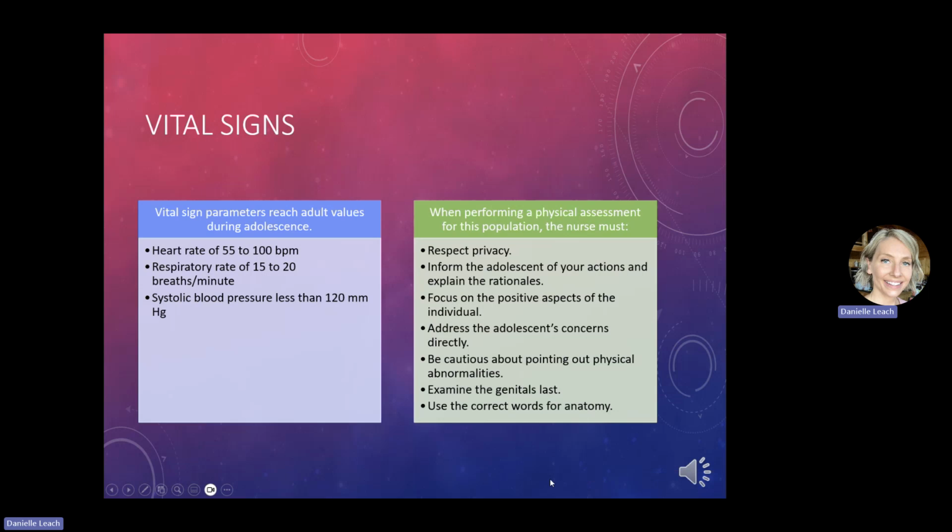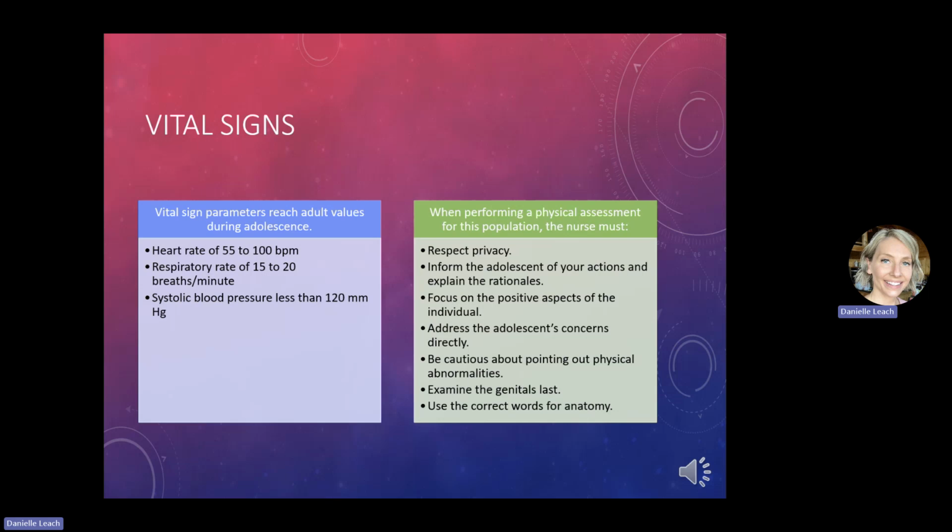Listed on this slide are the vital signs for adolescents. You can see that the vital signs are basically that of an adult, so you don't really have to memorize anything here. But when we are performing an assessment on an adolescent, there are a couple of things that we need to keep in mind. A big thing for adolescents is privacy. So just as we do with adults, we want to make sure we're pulling the curtain, making sure the door is shut, whatever we need to do to ensure privacy.